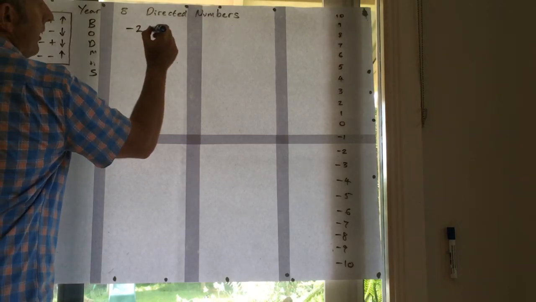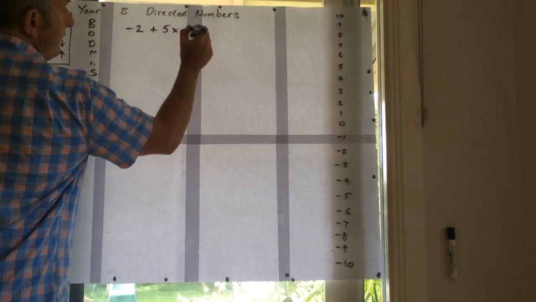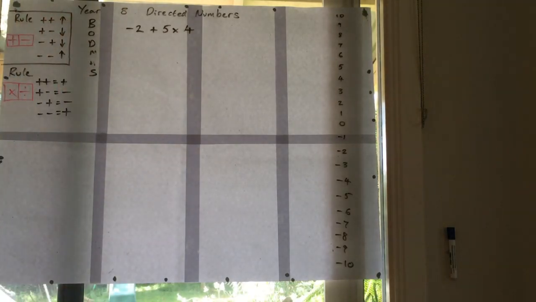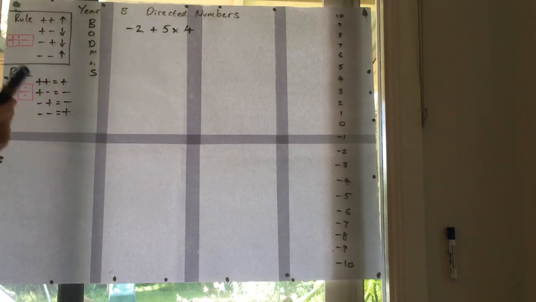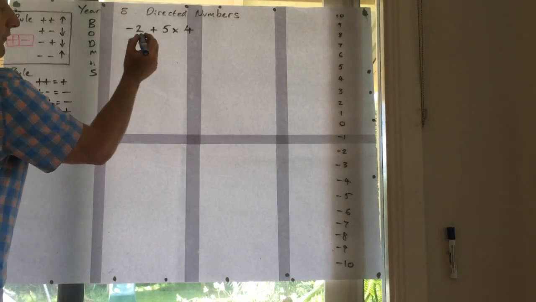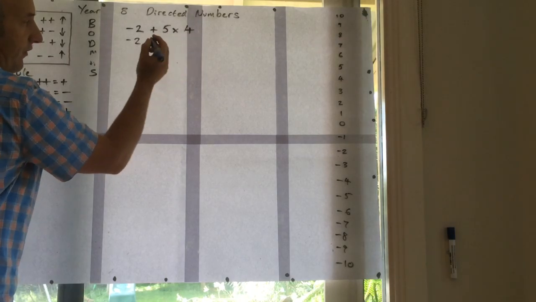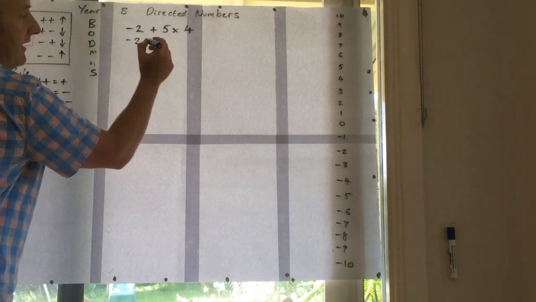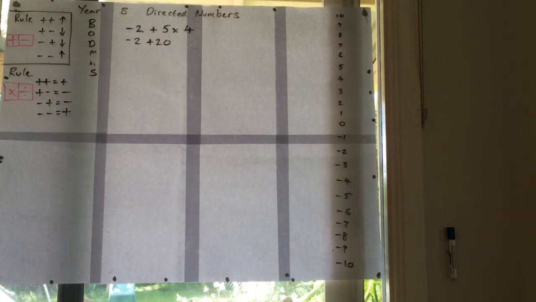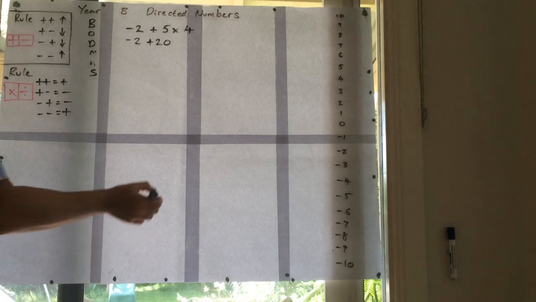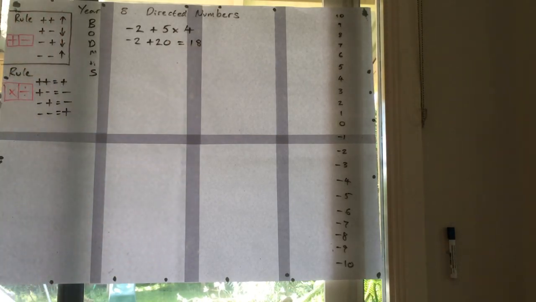-2 plus 5 multiplied by 4. What comes first? Multiply or addition? Well, obviously we're going to do multiply first. So this is going to give us -2, and 5 times 4 is 20. So that's going to be -2 plus 20. What is -2 plus 20? Don't say 22, because the answer is 18. Then we can do something a little bit harder.